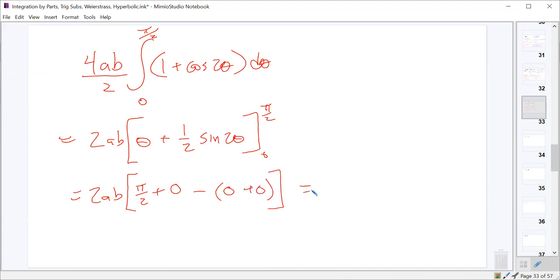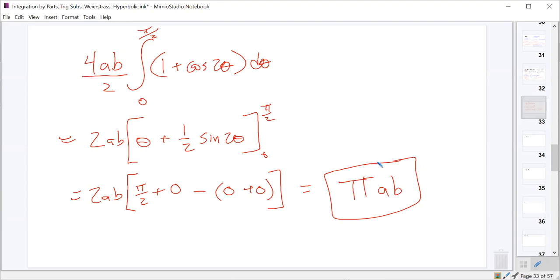So what do we end up with? We end up with the area of an ellipse. The area of any ellipse should be found by multiplying pi by a times b. Look at that. We've derived the formula for the area of any ellipse. Isn't that exciting? Just using a small amount of calculus.